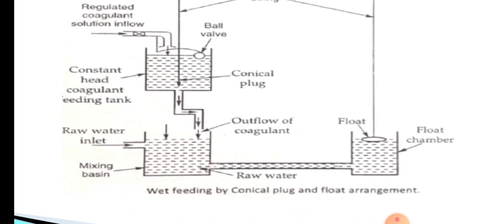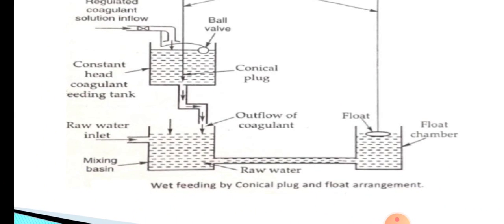Here this is a wet feeding device. As you see in the figure, in this case the solution of the coagulant of required strength will be prepared. In the wet feeding device, like I told you, we are adding the coagulant in the solution form. We prepare a solution based on the strength required, and it is stored in a tank. There you can see a constant head coagulant feeding tank at the top, and from there the solution will trickle down to the mixing basin.